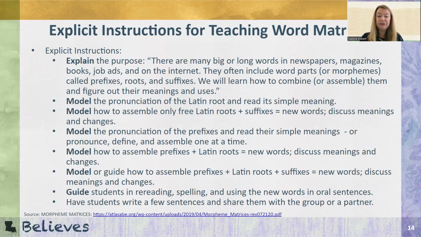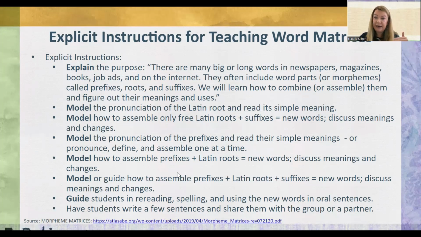You want to guide students in rereading the word after you assemble it, spelling the word, and using the new word in an oral sentence. So this is just you doing direct and explicit instruction before you even release them to do matrices. Then you want to have the students write a few sentences and share them with the group or a partner. The word matrices activity that I'm sharing with you even has a spot for them to write the words from the matrix, and then a spot at the bottom to write the sentences.